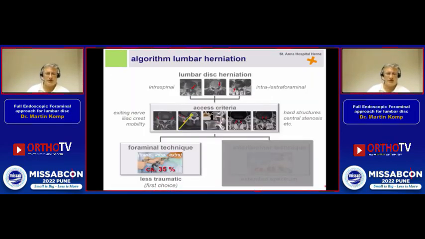So algorithm for lumbar disc herniation: first you have to identify the pathology, then you have to identify or clearly access criteria, and if these are fitting together, we can choose a foraminal technique. Only in about 35% of the cases of our daily practice can be done with a foraminal technique. The rest is done interlaminar. But whenever it is possible, we try to choose the foraminal approach because we think it's the least traumatic approach to the lumbar spine, and it's the approach of first choice for us.